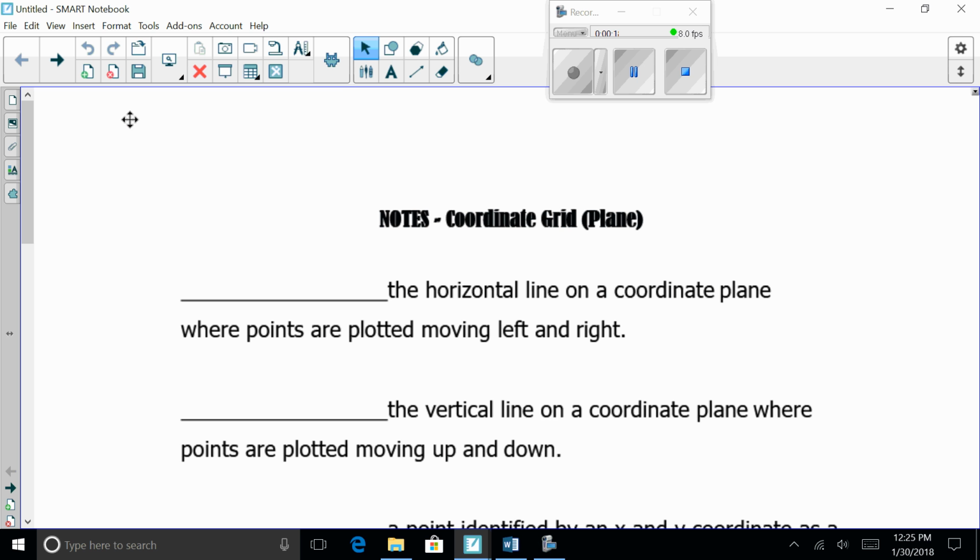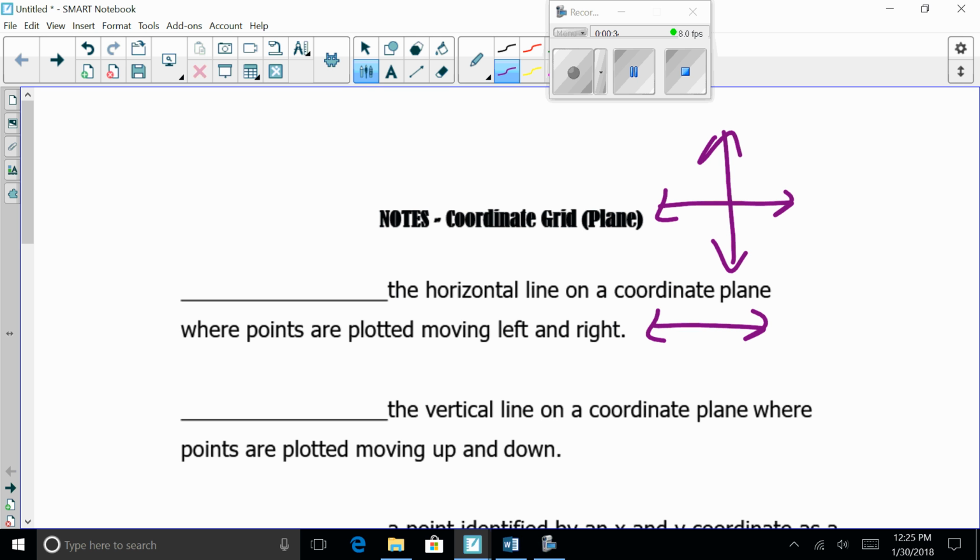So our first vocab is the horizontal line on a coordinate plane where points are plotted moving left and right. So that means our line is going to be going left and right. If we're in a coordinate plane, and our coordinate plane is our grid that we graph things on, the one that goes left and right is the x-axis.